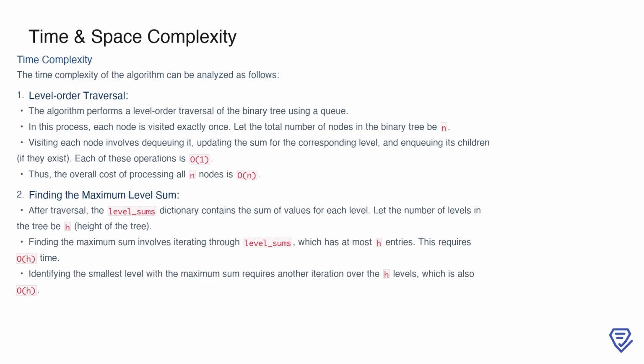Once the traversal is complete, the algorithm uses the level_sums dictionary to store the sum of values at each level. If the tree has h levels, iterating through this dictionary to find the maximum level sum takes O(h) time. Additionally, determining the smallest level with that maximum sum involves another pass through these h levels, which is also O(h). Together, these steps give us the time complexity for this part of the algorithm.